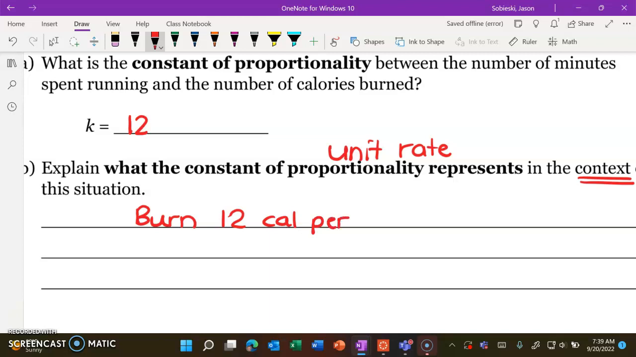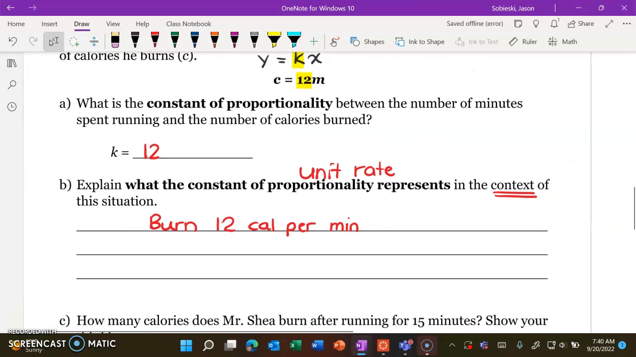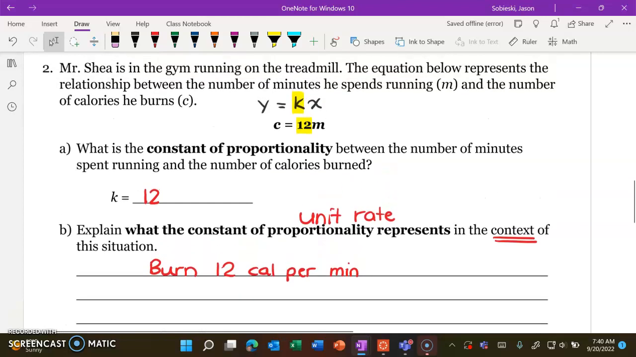I'm going to abbreviate here a little bit. So he burns 12 calories per minute. That is your unit rate. Or in other words, that is your constant of proportionality in the context of the situation. So that is how you would answer question number 2.